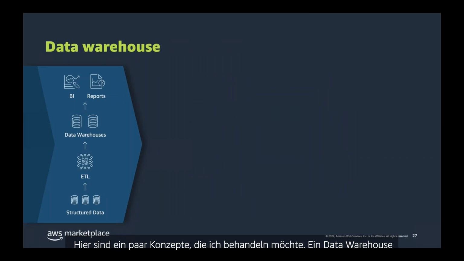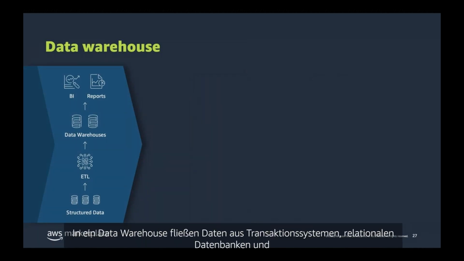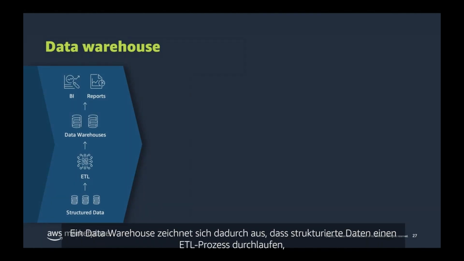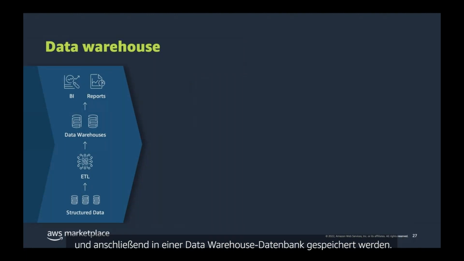Here are a few concepts I want to cover. A data warehouse is a central repository of information that can be analyzed to make more informed decisions. Data flows into a data warehouse from transactional systems, relational databases, and other sources, typically on a regular cadence. What stands out for a data warehouse is that structured data goes through an ETL process, and afterwards, the data is stored in a data warehouse database. The primary persona of the data warehouse is a business professional.